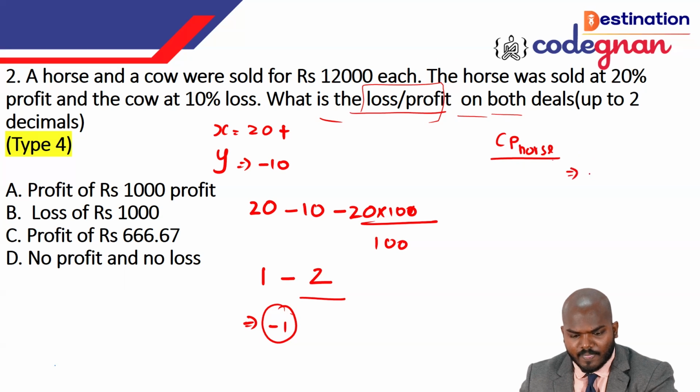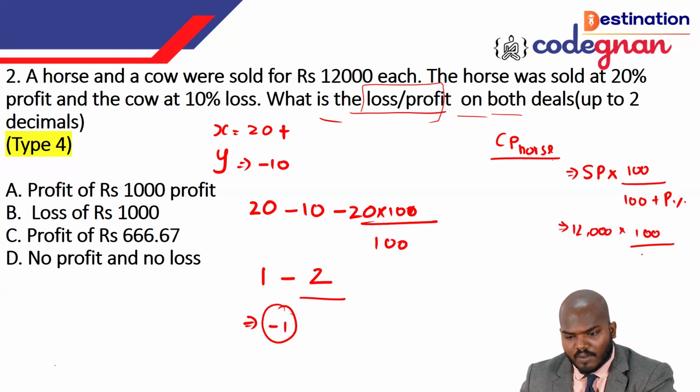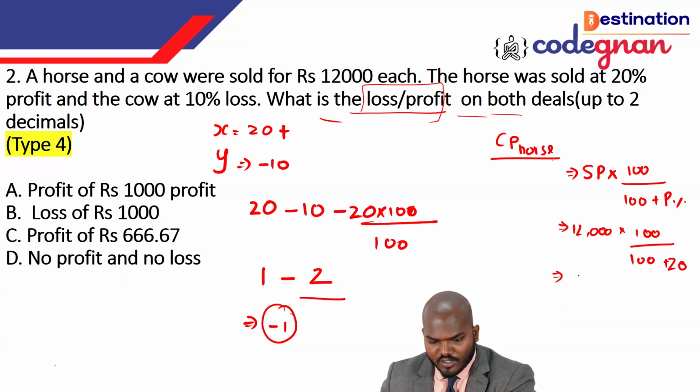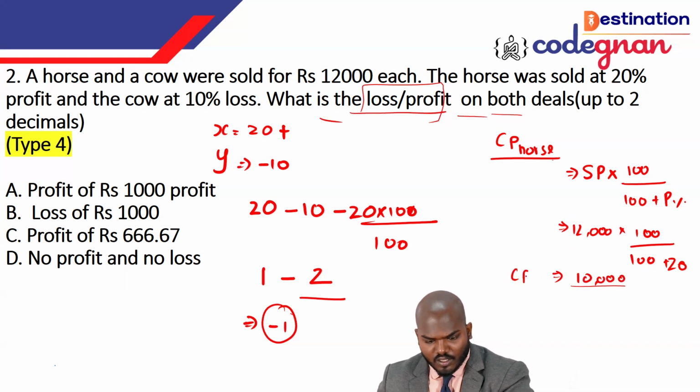If you are selling the horse, that is SP. I'm just writing the formula first: SP times 100 by 100 plus profit percentage. SP is 12,000 rupees times 100 by 100 plus 20% profit. If you work it out, guys, this will give you the value 10,000 rupees. So 10,000 is the cost price of the horse here.